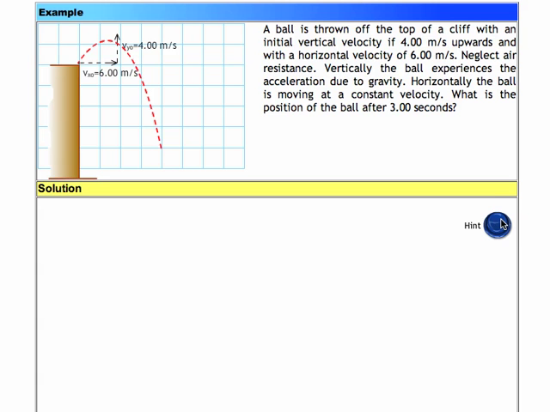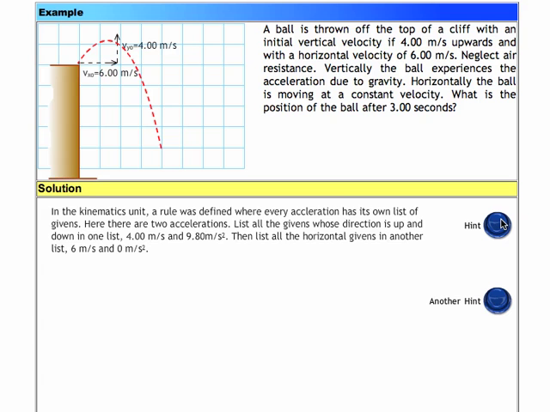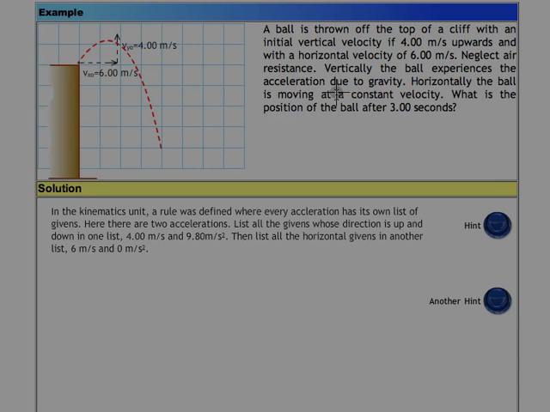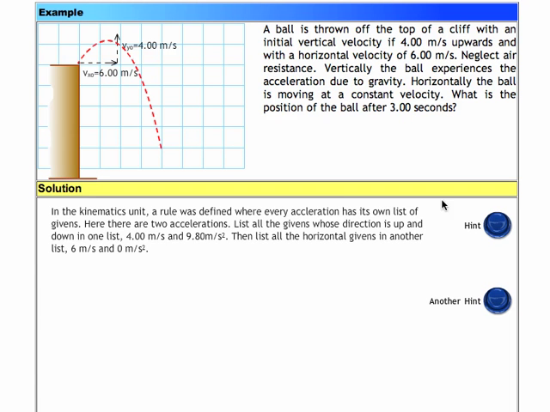Alright, so if I look at my hint, the hint is basically that, remembering our rule from before, every time you have an acceleration, you have a list of givens. So here I have two different accelerations. I have the acceleration due to gravity and the fact that the ball is moving at a constant velocity horizontally. So constant velocity means the acceleration is equal to 0. That means I'm going to need two lists of givens. One with everything that's going in the direction of up and down, and the other one with everything in the direction that's going left and right.